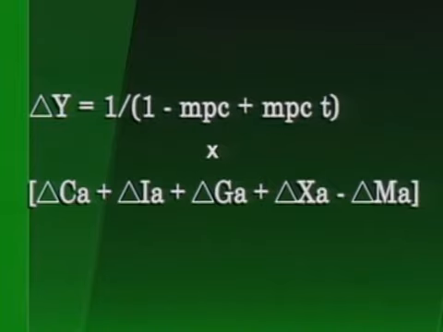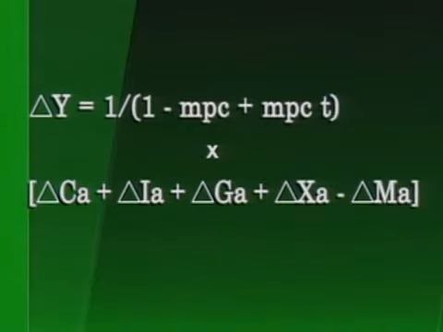Recall that all of the autonomous components of aggregate expenditure can change if some factor influencing them, such as the interest rate, changes. Let's denote any change in the components of autonomous expenditure with a delta. Notice that changes in income are now related to changes in aggregate expenditure. Now, why doesn't the multiplier have a delta in front of it?